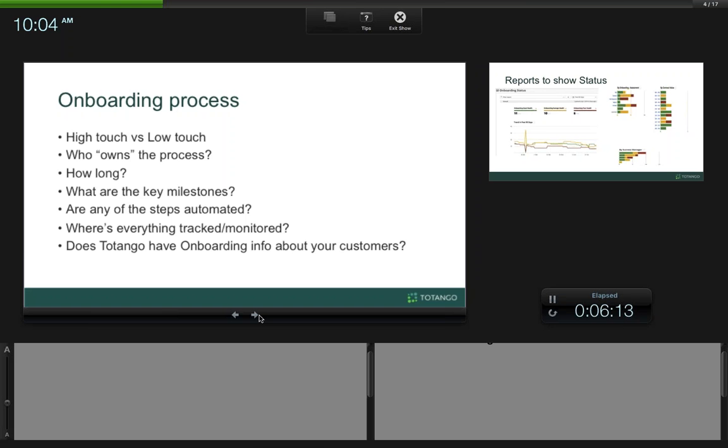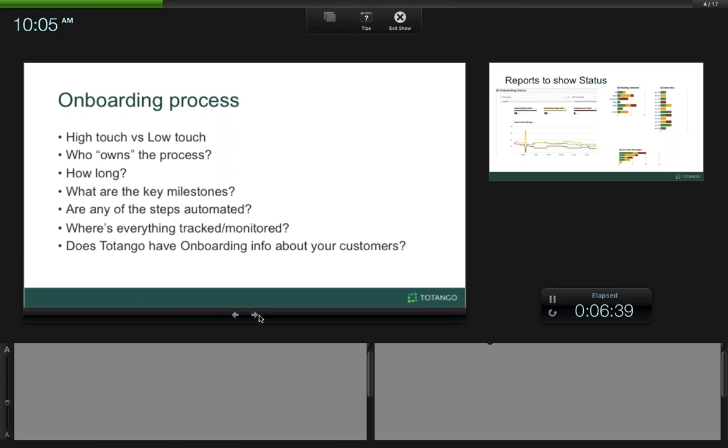Who owns the process? So do you have a dedicated team? Is there an onboarding team, or does this fall into the hands of the CSM? We've seen all types of situations and all types of structures for this, so it's really interesting to learn how each specific organization handles that, and the best practices that go along with that really will depend on the specific process of how you're currently running that today.